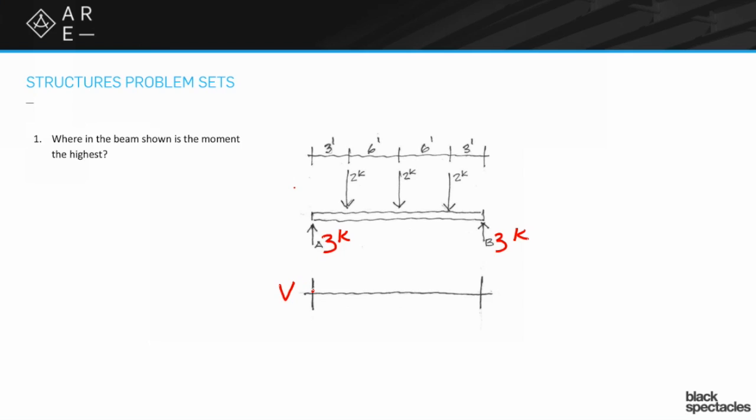So we're going to start by doing a shear diagram, and you're going to go up. You're going to follow your loads. So we're going to go up 3 kips, and because we don't have any load applied, we're going to go straight across, and then we're going to come down 2 kips. That's by my hand that does this.